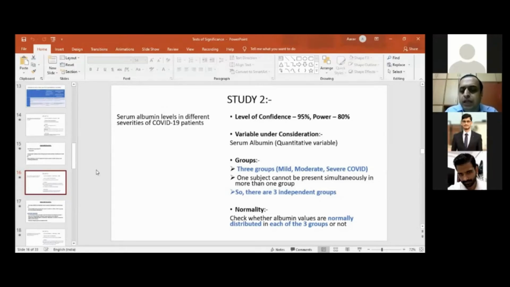Now we have to check normality of albumin values in all the three groups. Once the data is ready on the master chart, this researcher will have three groups: albumin in the mild group, albumin in the moderate group, albumin in the severe group. So he has to check normality in all because it's a quantifiable variable. And then again, he will have to use a two-tailed test. Now it should be beyond doubt why he should use a two-tailed test.